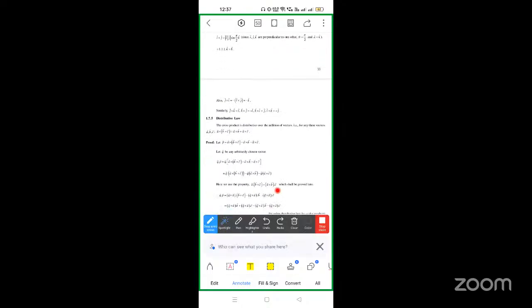Next, the distributive law. The cross product is distributive over the addition of vectors, that is, for any three vectors a, b, c, a cross of b plus c is equal to a cross b plus a cross c. So this is the one distributive condition.